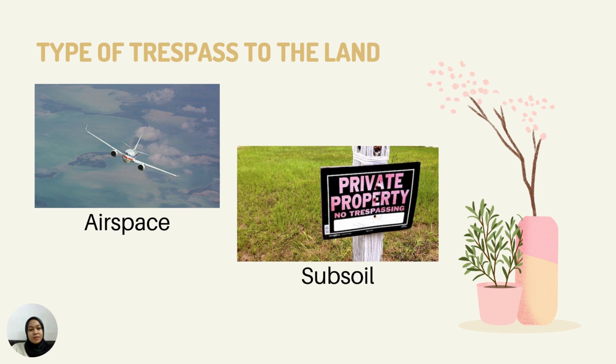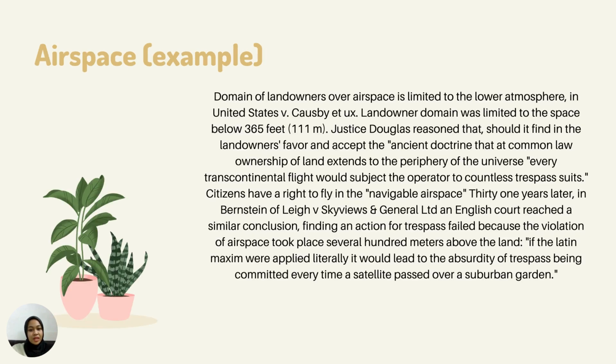Next, I will explain about the types of trespass to the land. There are two types of trespass to the land, the first one is space and the second one is subsoil. Let's look at space as an example. The domain of a landowner over airspace is limited to the lower atmosphere in United States vs. Causby. The landowner's domain was limited to the space below 365 feet, which is 111 meters.